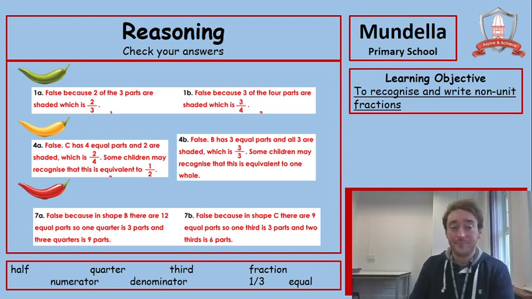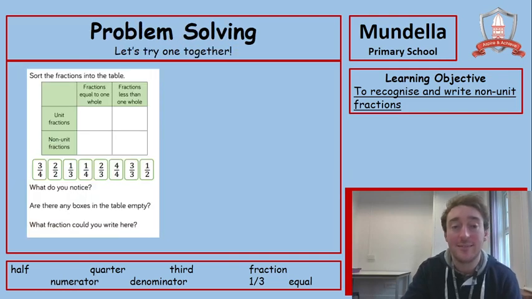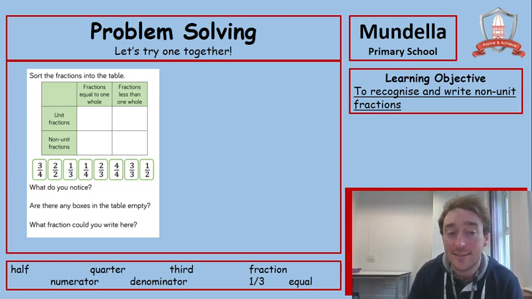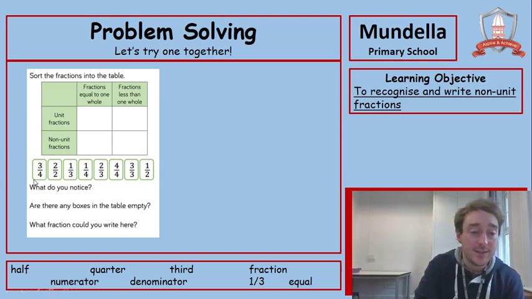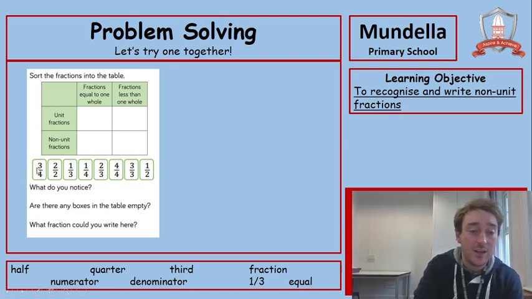Okay, well done on the reasoning. Let's move on to some problem solving. Let's try one together. So we're going to sort these fractions into this table. These fractions here will each go into a part of the table. Okay, well 3/4.